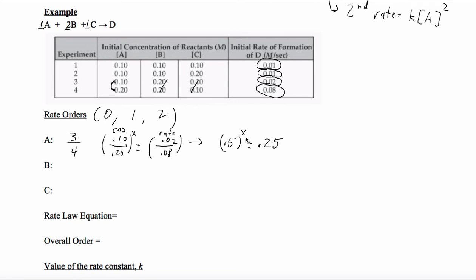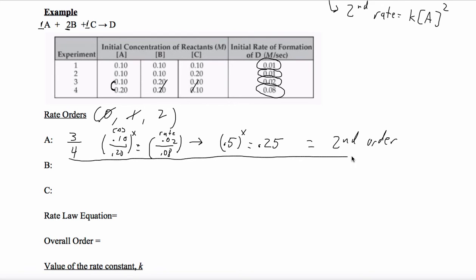If I put in 0 here, that would be 1. So it's not 0 order. If I put in 1 here, that would be 0.5. So it's not first order. If I put in a 2 here, that would be 0.25. So A is second order. Meaning A affects the rate exponentially. Now this is cool because if you notice the coefficient here is 1, but it's actually second order. So there's something more complex happening.